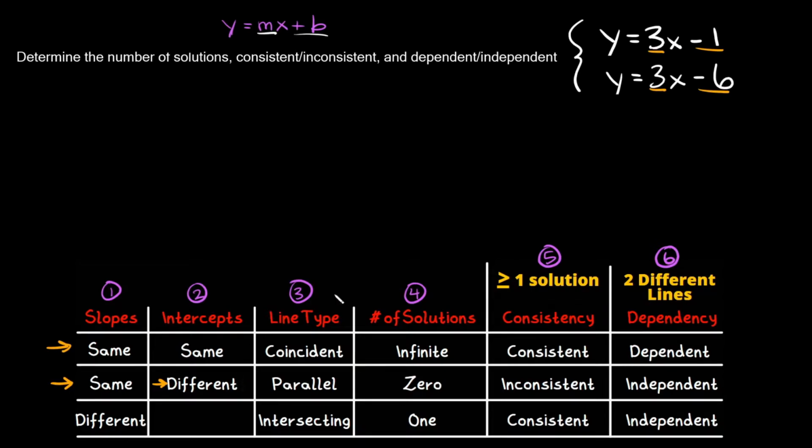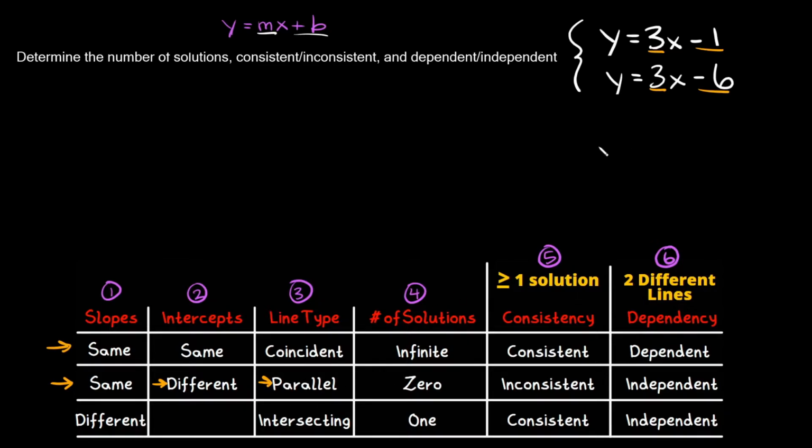The next thing we have to figure out is the line type. If we were to graph these two equations, would they be coincident, parallel, or intersecting? Well, since I told you we're just following this row, you could figure out that they're going to be parallel. But let's say you didn't have this handy-dandy table, say on a test. How could you figure out that they're parallel?